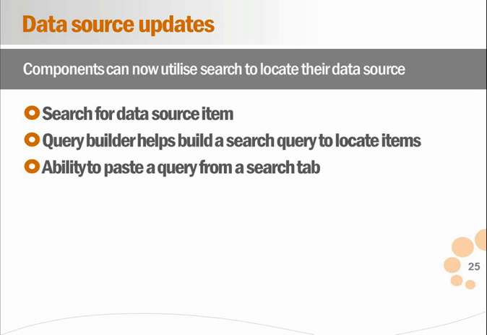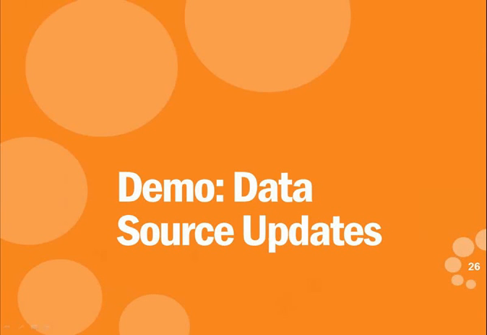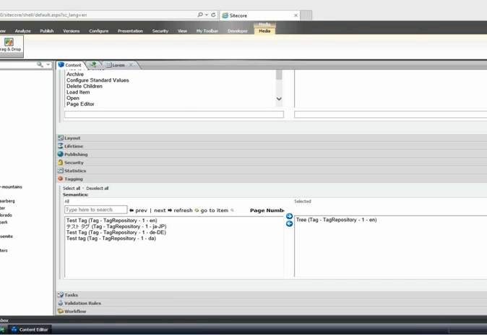Because I've got item buckets, I need to be able to search for content that I might want to link to, rather than creating new content. So of course we can now search for data source items. And we've got the query builder. The query builder is included in the select data source dialog to help us if we have a complex query. We can also paste the query if we created one from another search screen. So let's have a quick demo of data source updates and searching for data sources.